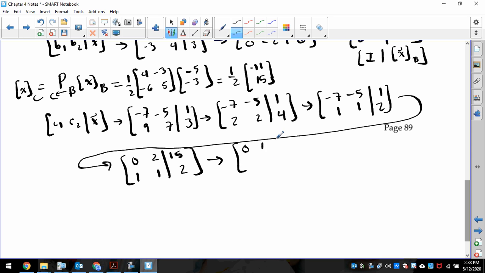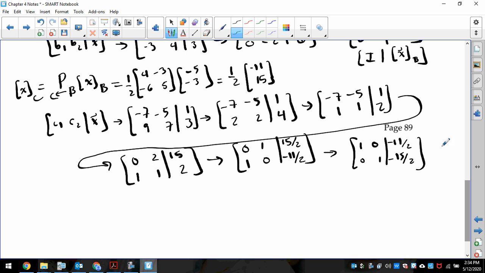So this is going to be a 15 over 2. And this is going to be a 0. Subtract 15 over 2 from 2. 2 is the same thing as 4 over 2. Take away 15 is -11 over 2. So this is going to be 1, 0, 0, 1. 11, -11 over 2, -15 over 2, which is what we got, surprisingly. So we did it okay. So our answer checks out. So what this tells me is the C coordinates of x is -11, -15.